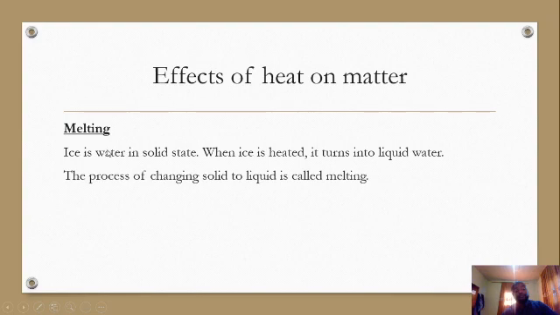So, melting. Ice is water in solid state. What's ice? It's water in solid state. If you freeze water, it becomes what? It becomes ice, which is solid. When ice is heated, it turns into liquid water. Yes, if you heat ice, it will become liquid, which is water. The process of changing solid to liquid is called melting. What's melting? Melting is the process of changing solid to liquid. Yes, that's melting.